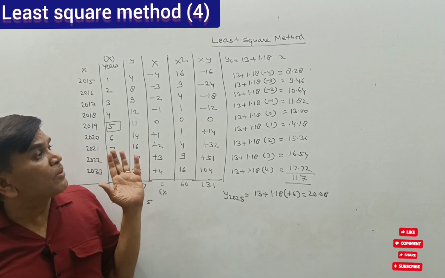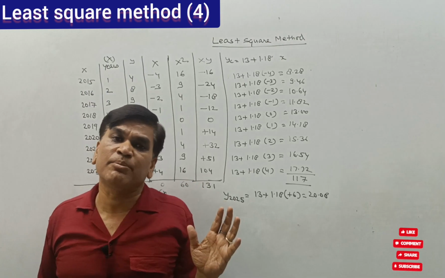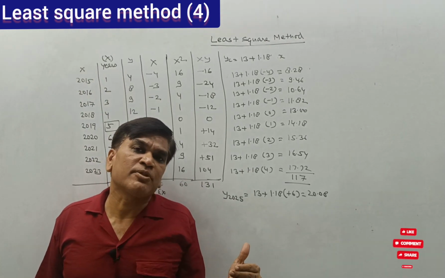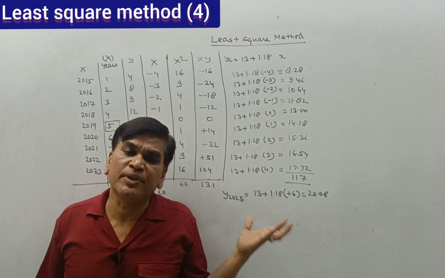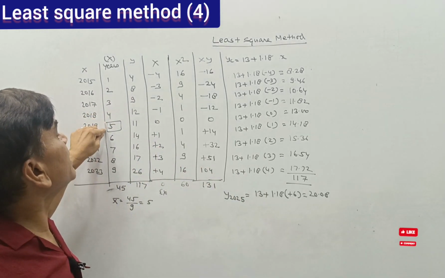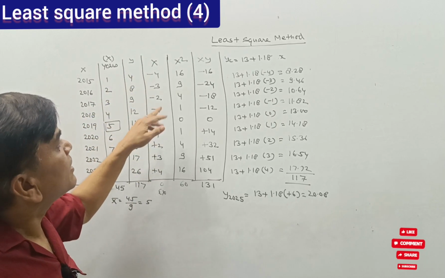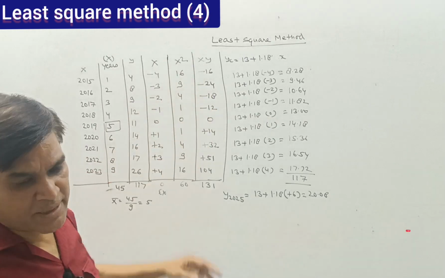So if the number of years is odd, no problem at all. It's very easy in the odd number case to solve the least square method with the shortcut method. Just put the middlemost number, the median number, take the deviation from the median number, and then get the square and xy.